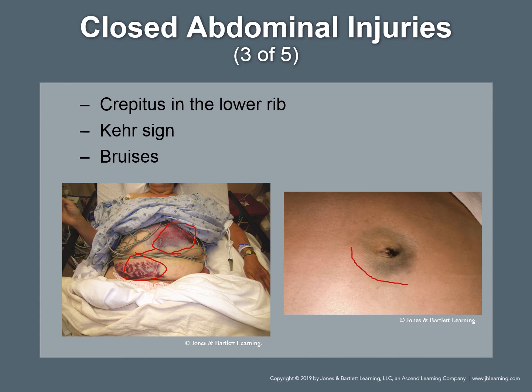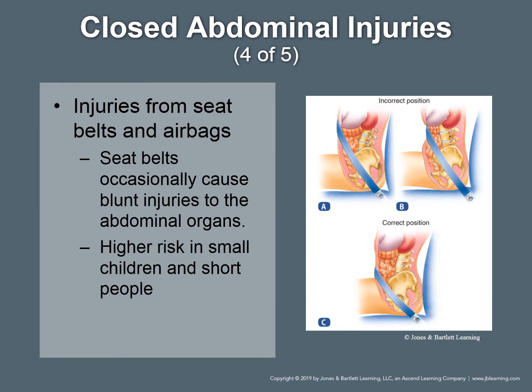And this is bruising around the belly button. This is called Cullen's sign. And Cullen's sign is indicative of intra-abdominal hemorrhage. So if you see Cullen's sign, start thinking about internal bleeding. There's also one other sign, and it's Grey Turner's sign. And Grey Turner's sign is bruising over the flanks or on the sides, and that's a sign of intra-abdominal hemorrhage or kidney hemorrhage.